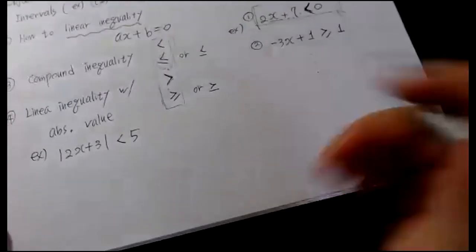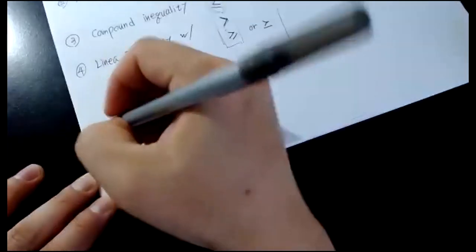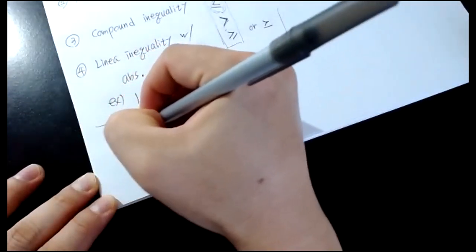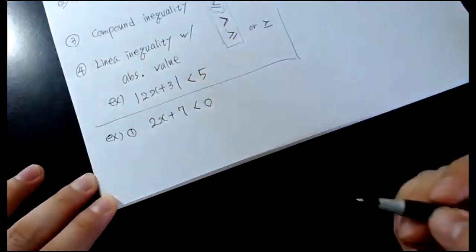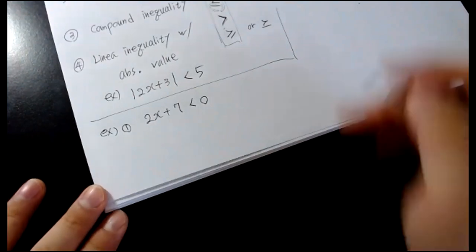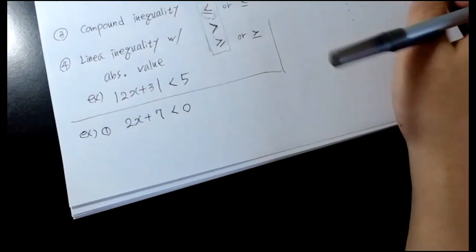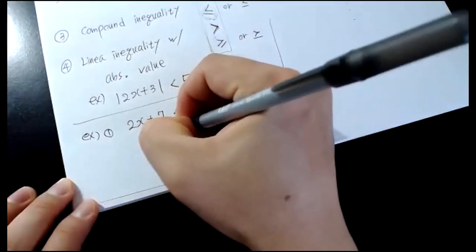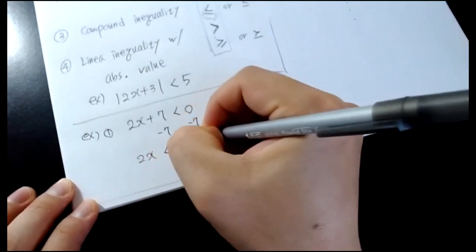So here's an example. We're doing solving problem one, right? Example one. So 2x plus 7 is less than 0, right? So I want to isolate x. Okay, so keep in mind this. The goal is to find our solution set. Okay, so I'll subtract 7. So we got 2x is less than negative 7, right?